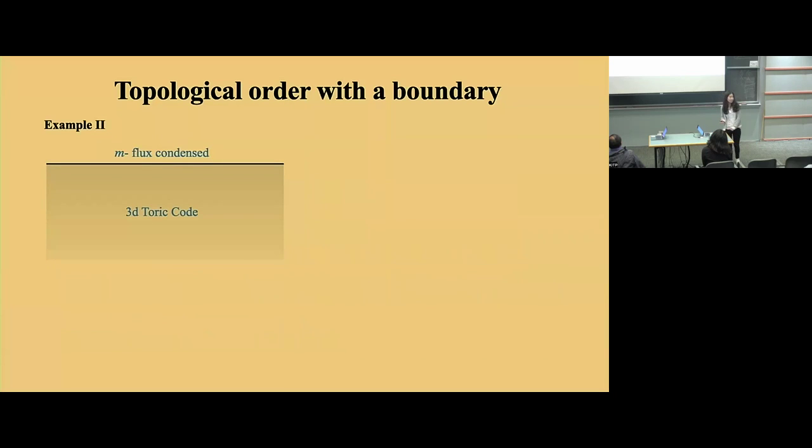So that's the toric code example. Let's talk about another. There are actually abundant examples of this. For example, in the 3D toric code, we can have this. The 3D toric code has these loop excitations that I have mentioned. You can let them condense on the boundary. That gives you a gapped boundary condition.